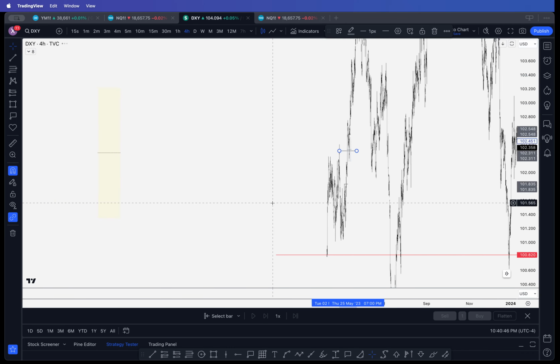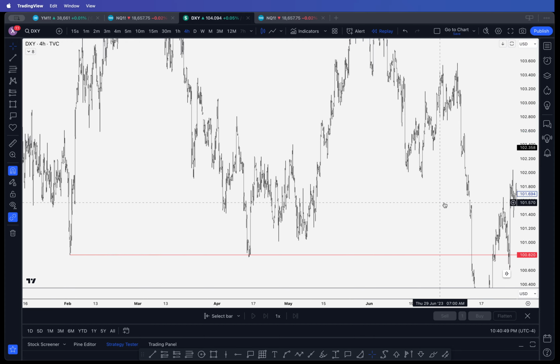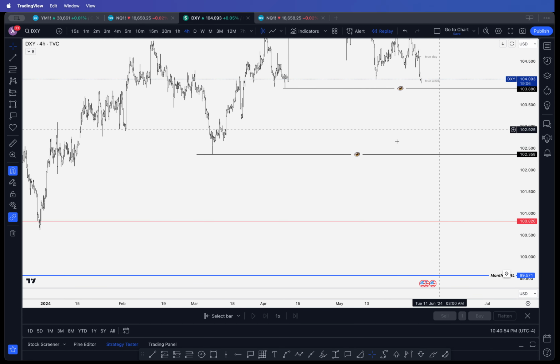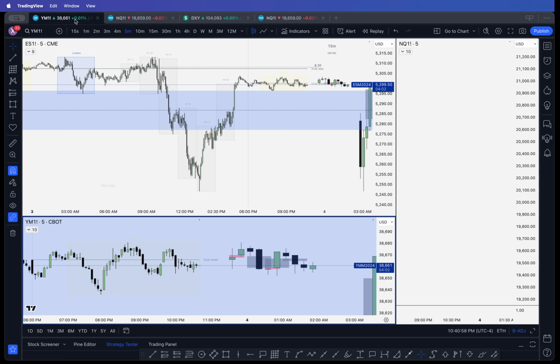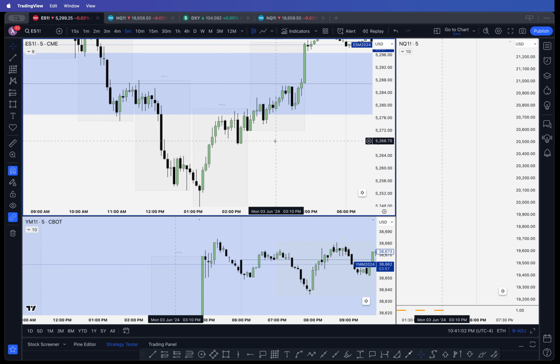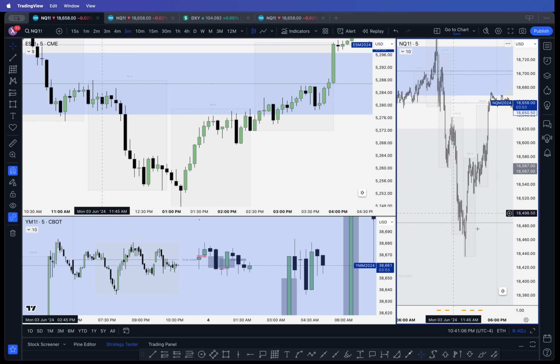So that's what I want to teach you guys with respect to double purge. I want you to use it as a confluence for consolidated ranges and how price will leave them. Let's hop into the last concept, which is market maker models or swing points, the idea of CRT. Before I do that, I just want to show you another example here today on the ES.